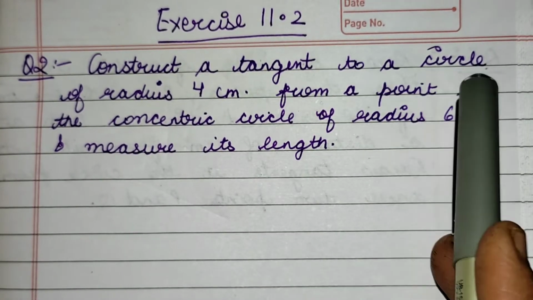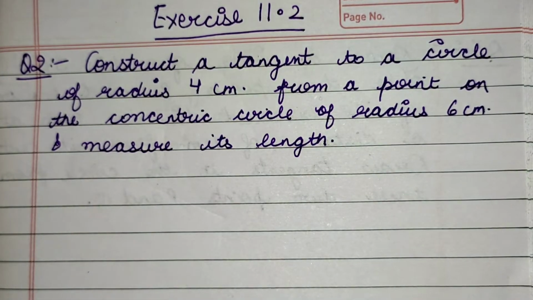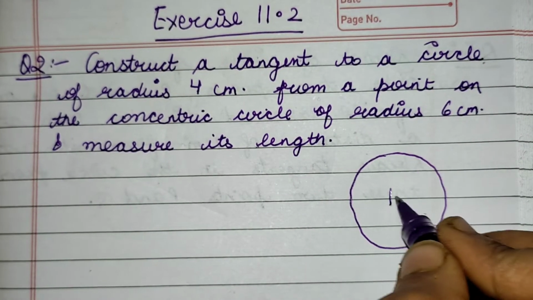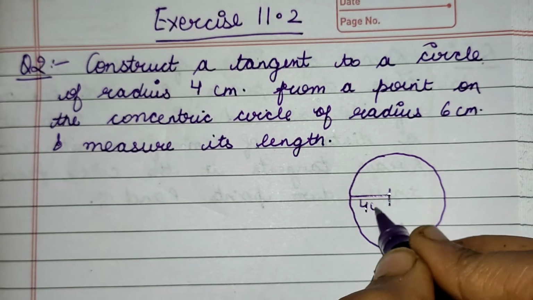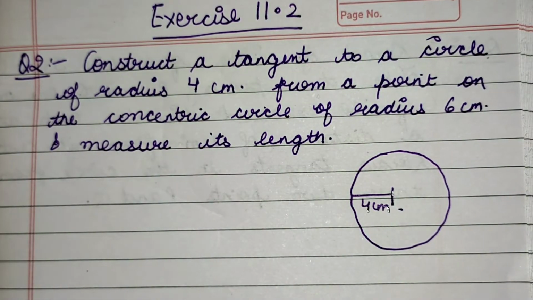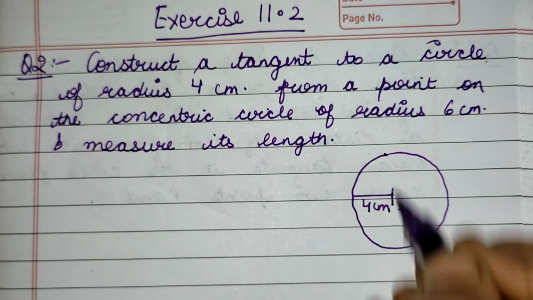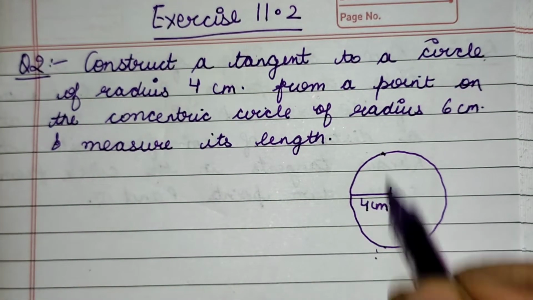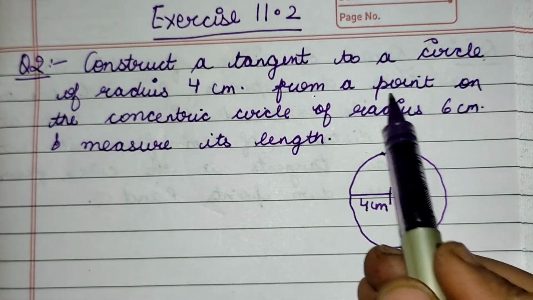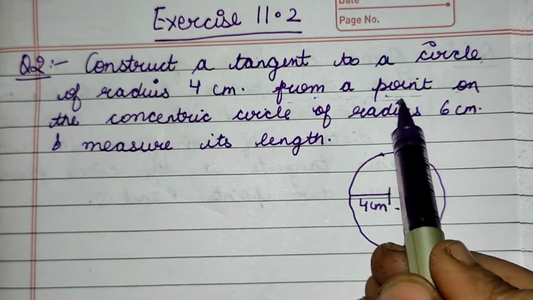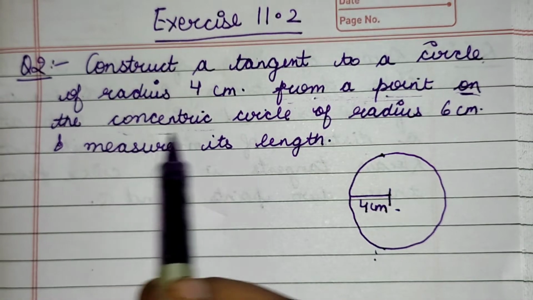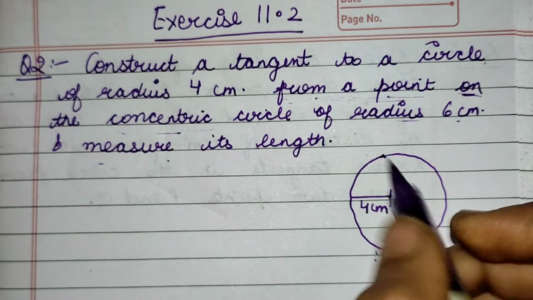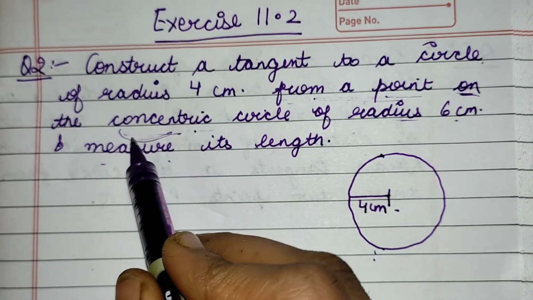Construct a tangent to a circle of radius 4 centimeter. What is given to you? That there is a circle whose radius is 4 centimeter and you have to construct a tangent to this circle. What next condition is given for drawing the tangents? From a point, where is the point from where you have to draw? On the concentric circle of radius 6 centimeter. So the point is on another circle which is concentric.